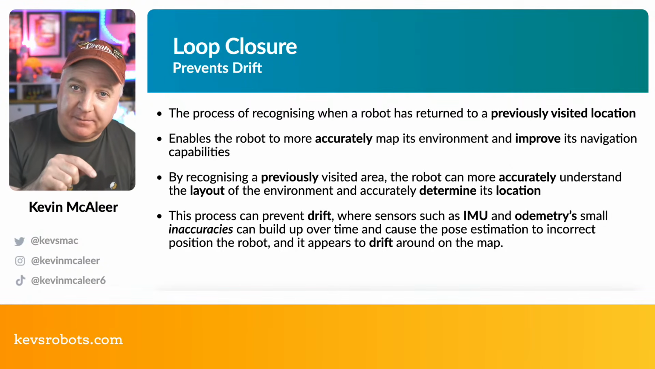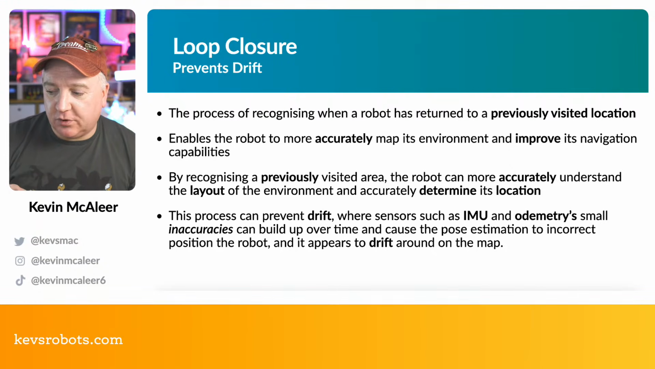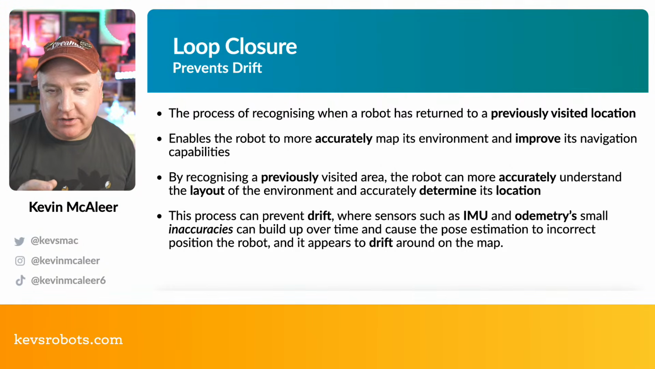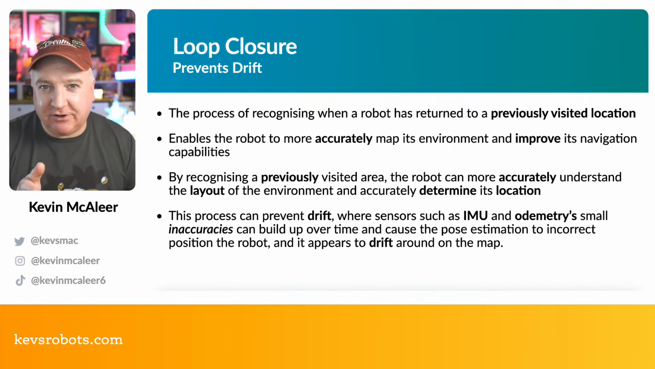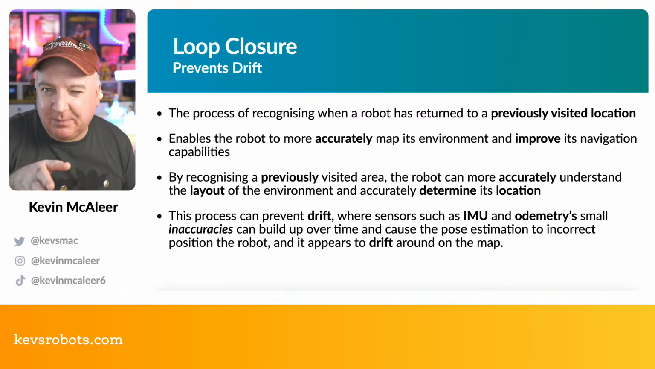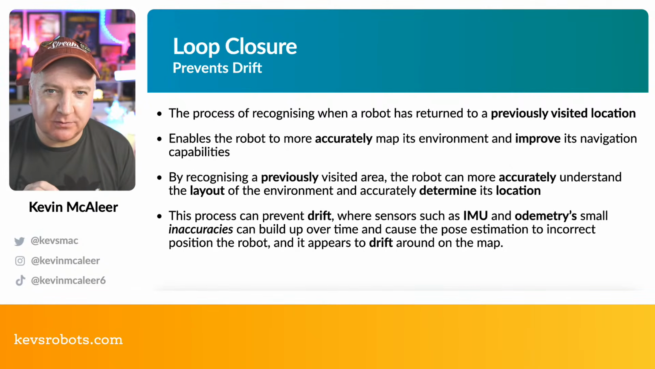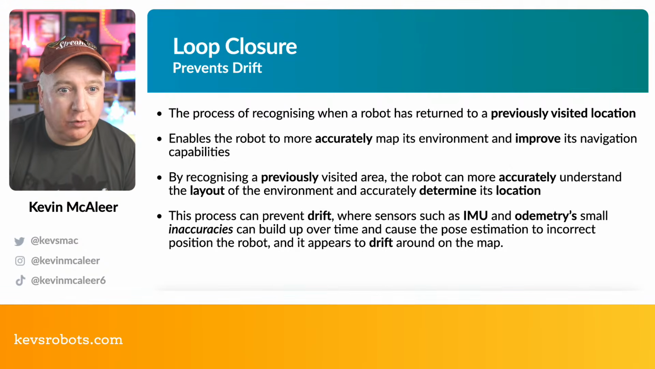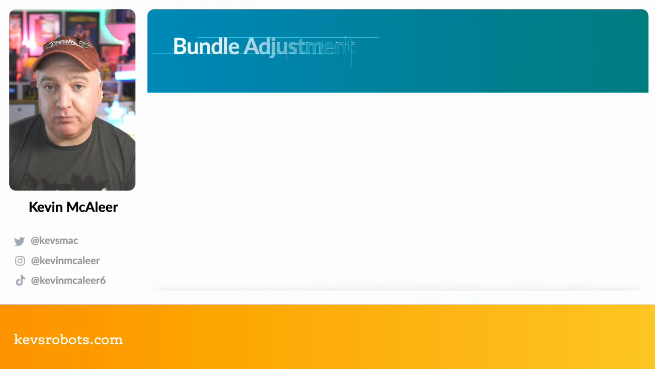So this prevents the drift from the IMU, the telemetry, and the odometry data, where little inaccuracies build up over time. Certainly if you've built a robot and had it working on a surface and the wheel slips slightly, you'll find that it can't quite turn 90 degrees. It might be 89 or 91 because of that slippage. Each time it does that and slips a little bit, you get more and more drift. So loop closure can prevent that.